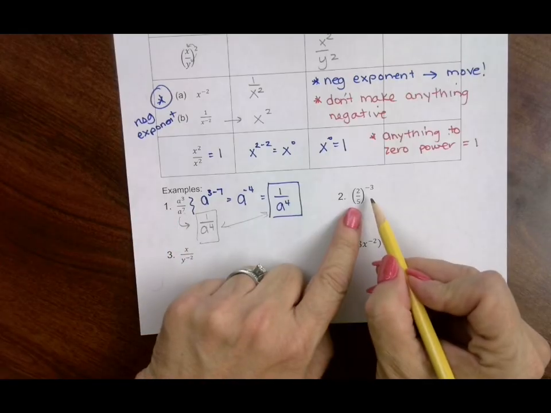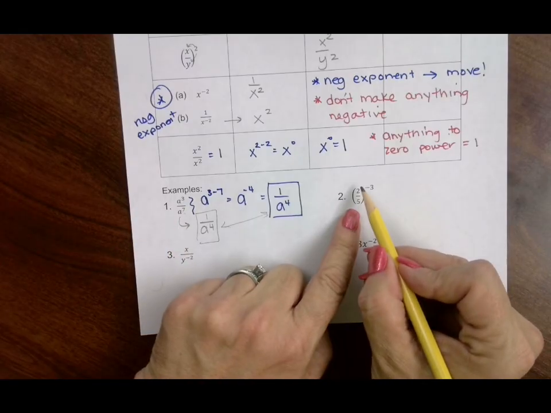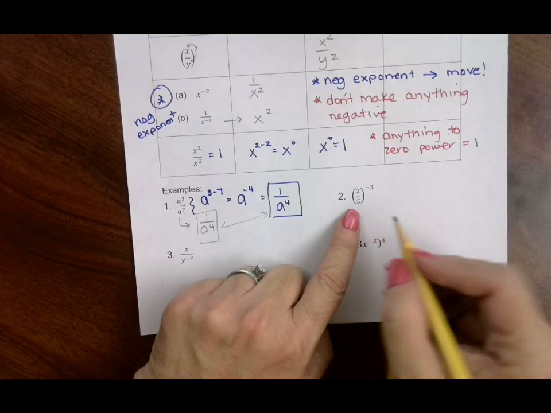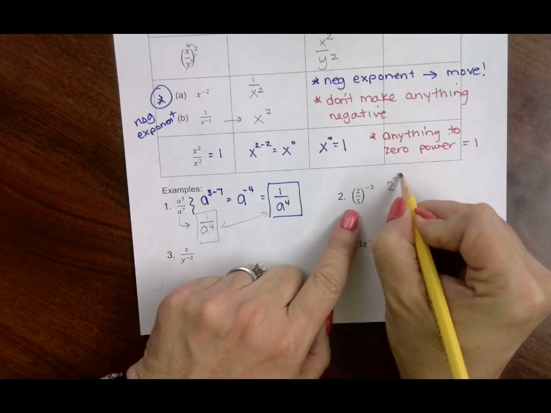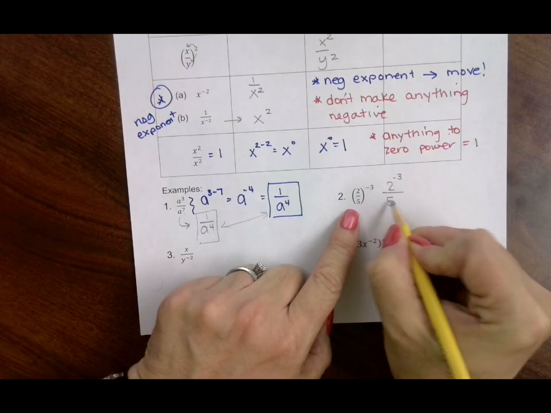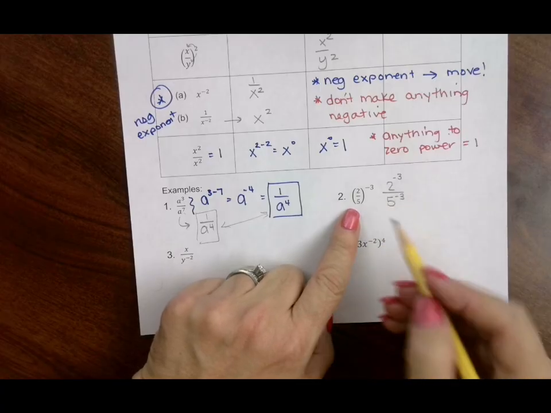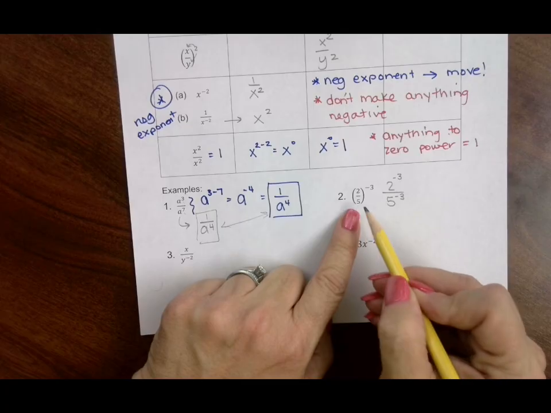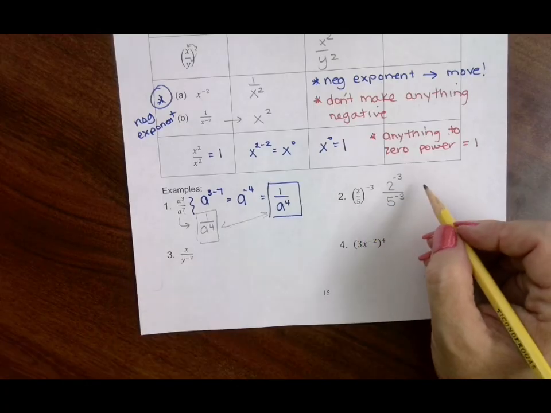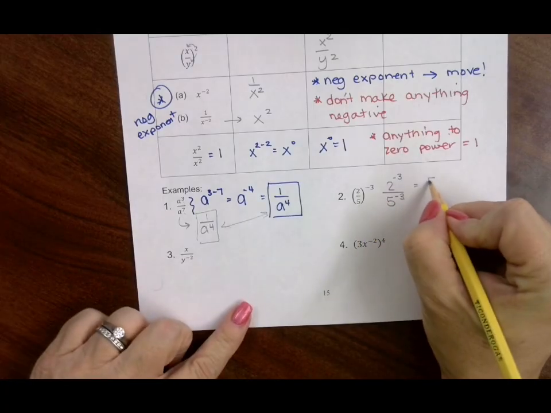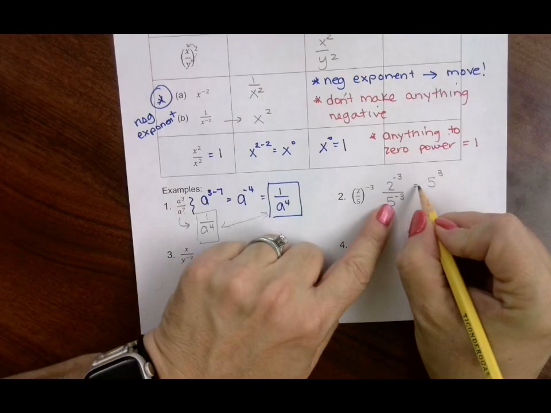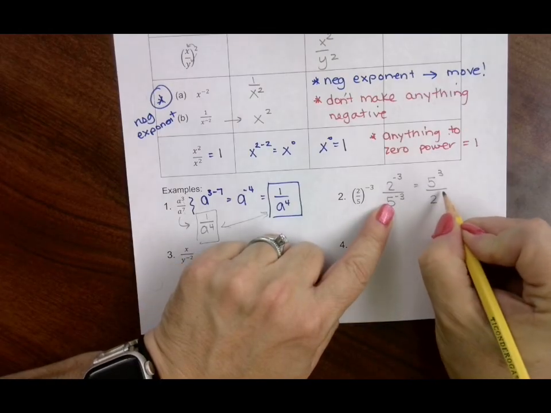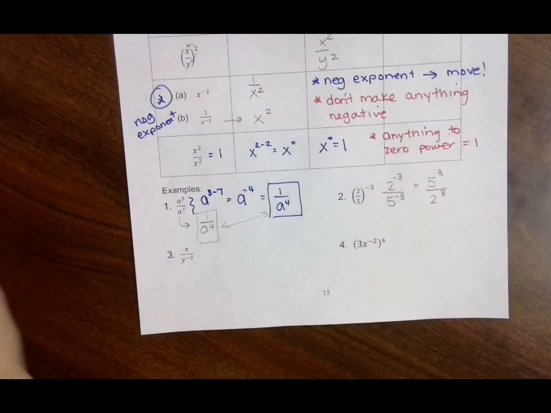Now with this one, because I have a negative exponent, the exponent is going to go to everything. So I'm going to have 2 to the negative 3 over 5 to the negative 3, right? Exponent goes to the top, exponent goes to the bottom. Negative exponent means that it's going to move. So if it moves, then this becomes 5 cubed on the top because it became positive, and this moves to the bottom. So that's 2 cubed on the bottom.